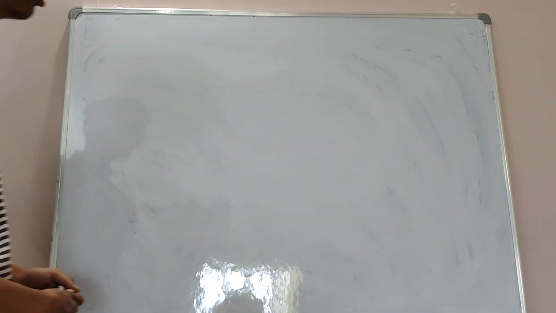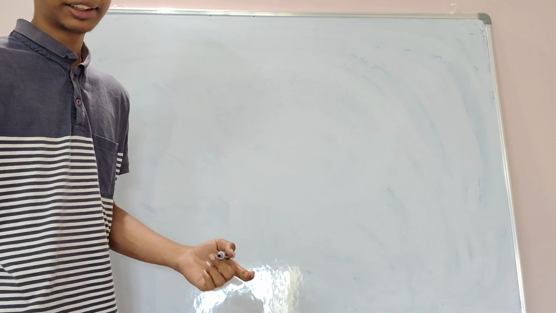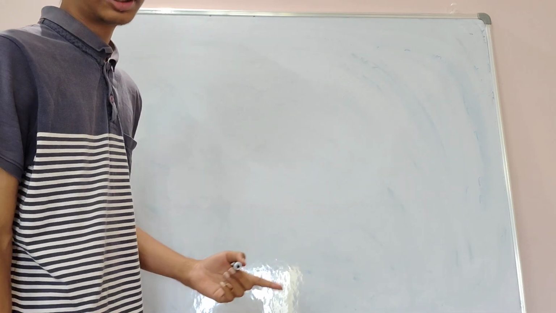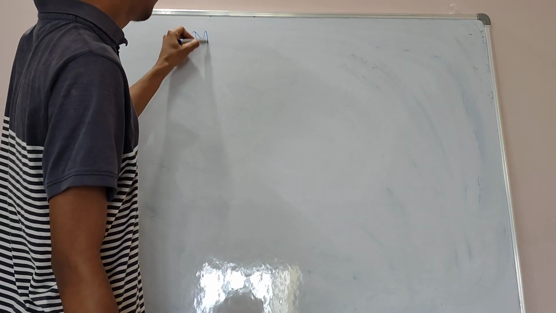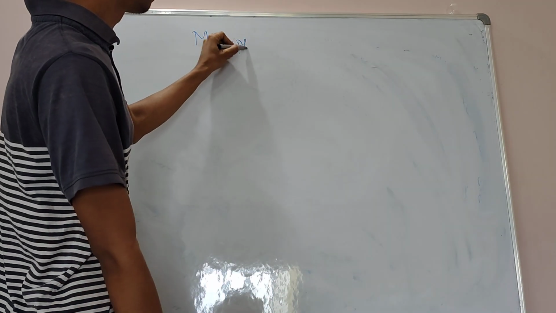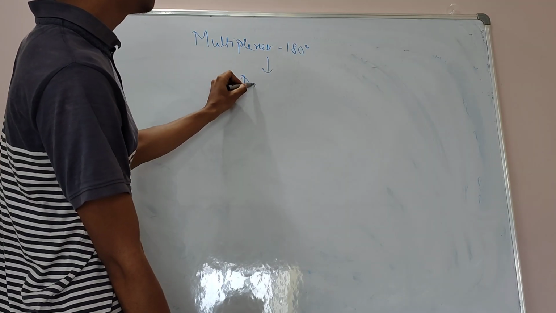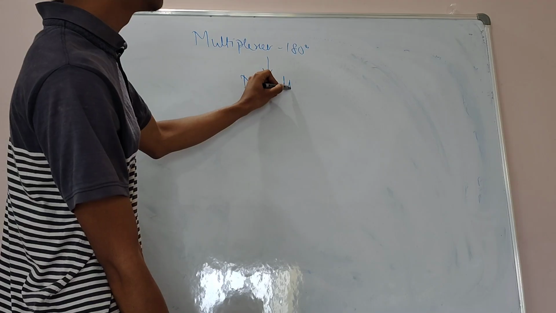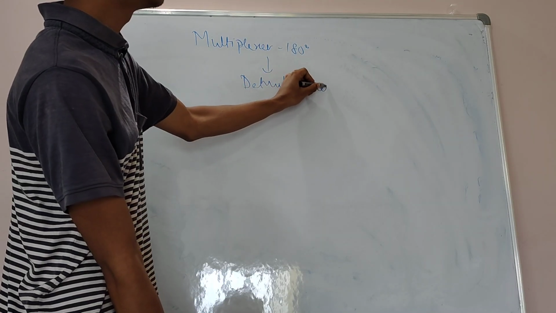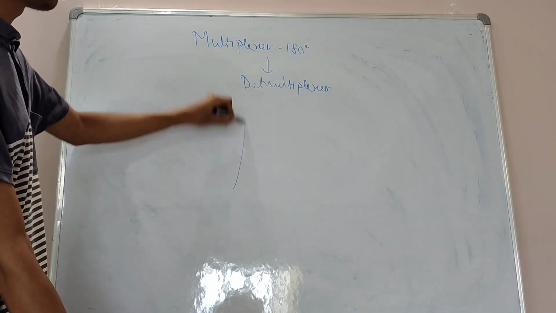So in this video we are going to discuss demultiplexers, right? So what is a demultiplexer? If you rotate a multiplexer by 180 degrees, then it will be a demultiplexer, and it looks like this.